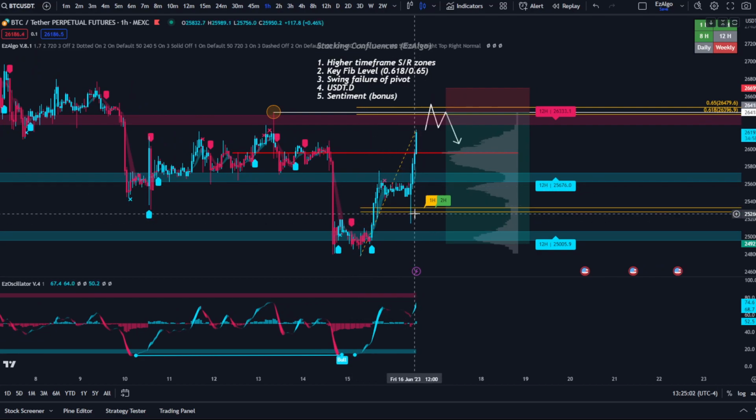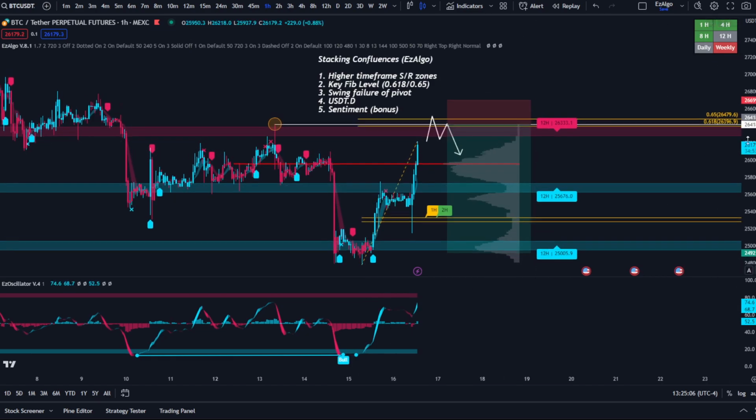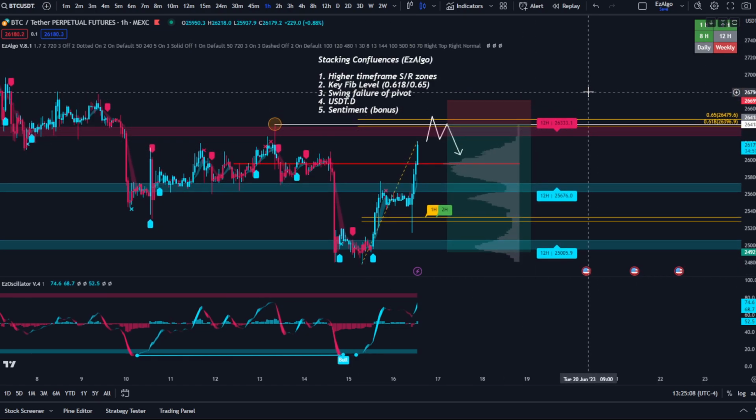You can see we had a perfect rejection from that 1 hour golden pocket this morning as well. All right, so that's the second major confluence I like to use. The third is going to be a swing failure of a pivot point.